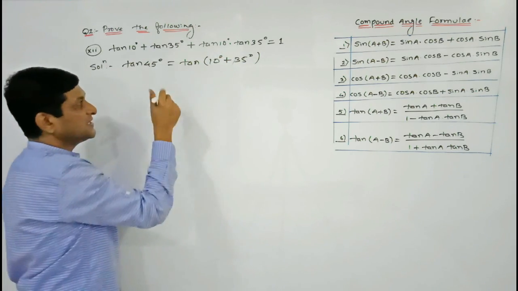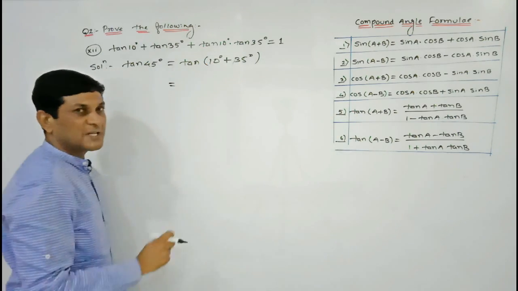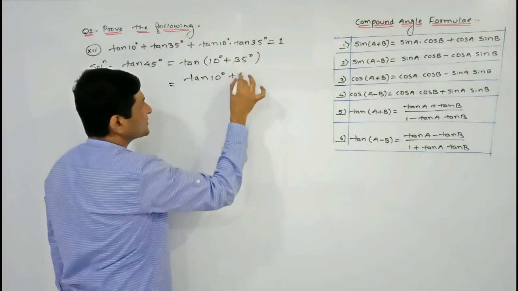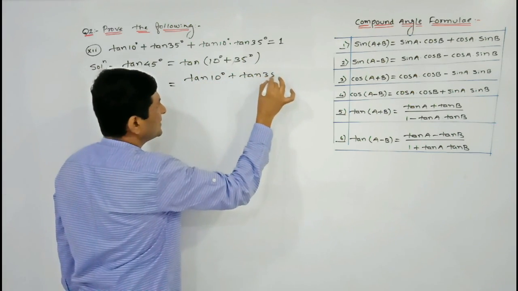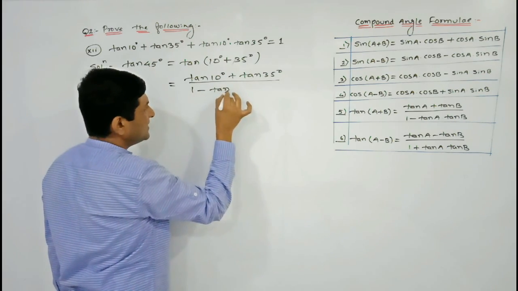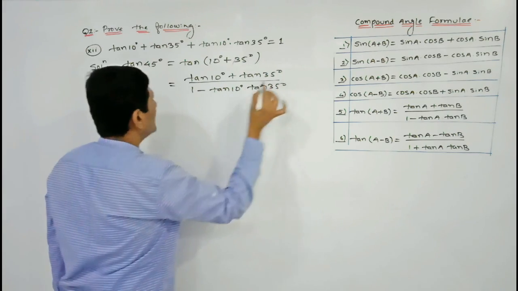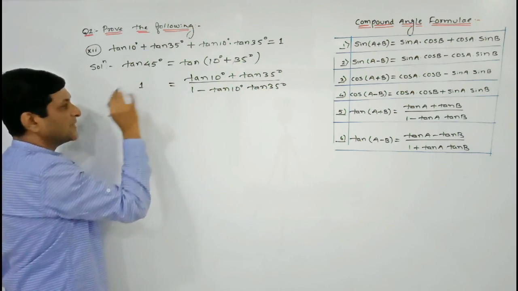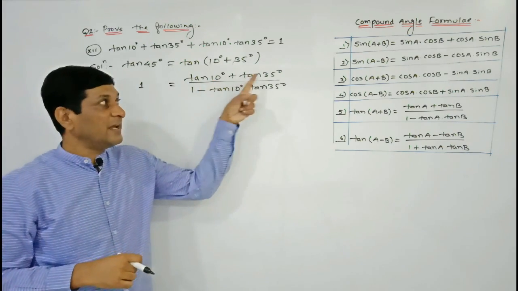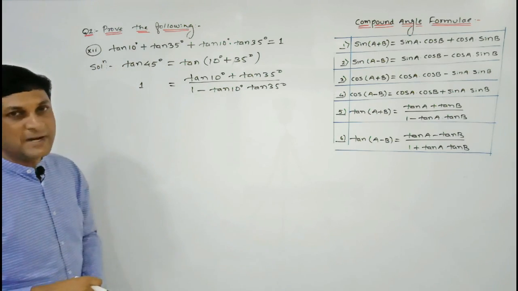Now the terms on this side are in the form of tan(A plus B). So apply the formula of tan(A plus B). What result will we get here? Tan A plus tan B divided by 1 minus tan A into tan B, and on this side tan 45 will be equal to 1. Now the whole expression is in terms of what? Tan 10 and tan 35. Simplifying this expression we will try to get our required result.